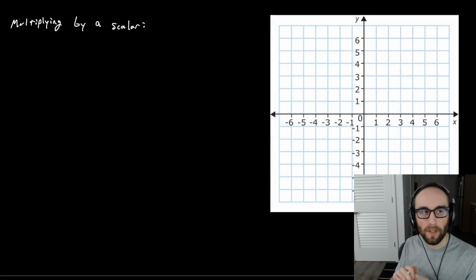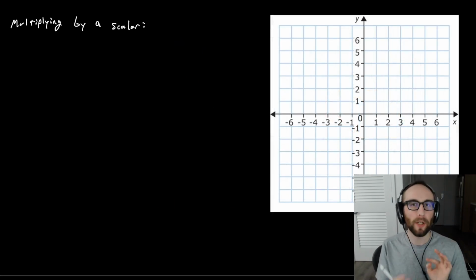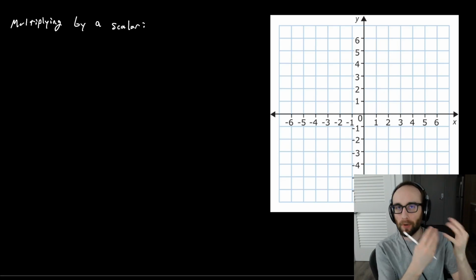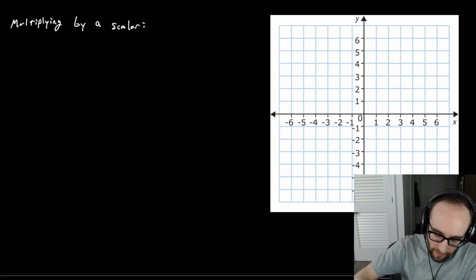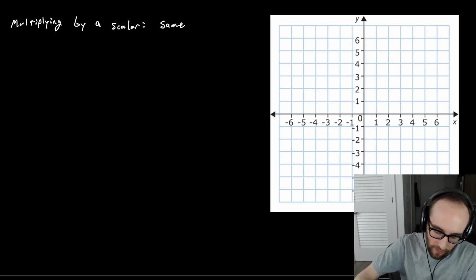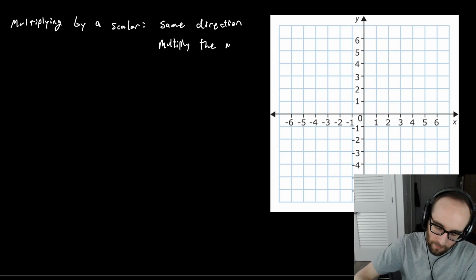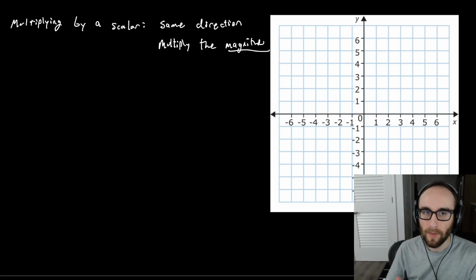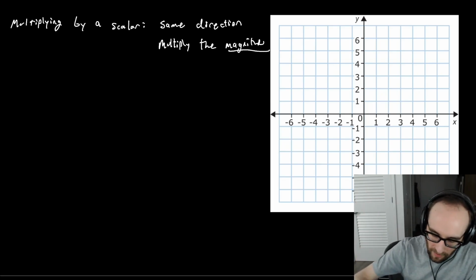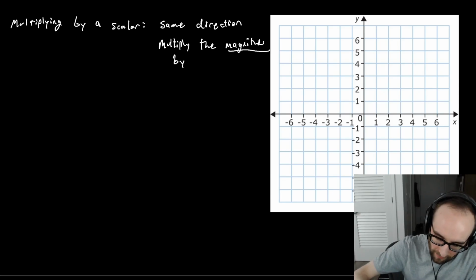Okay, next up I want to talk about multiplication, but specifically multiplication by a scalar. So a scalar is some number times a vector. When we multiply by a scalar, we have the same direction, so the direction does not change, but we multiply the magnitude. And again, the magnitude is just the distance from the origin or the distance we're traveling. We multiply the magnitude by the scalar.